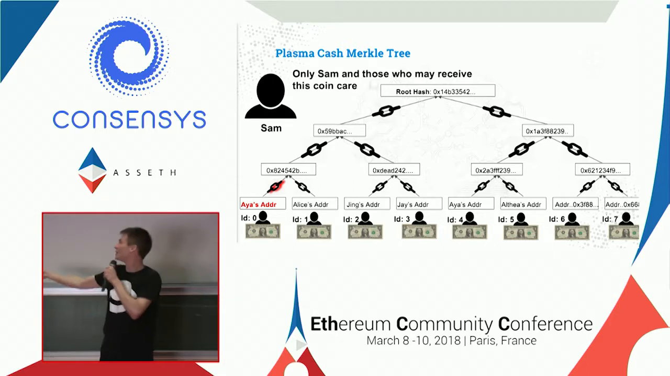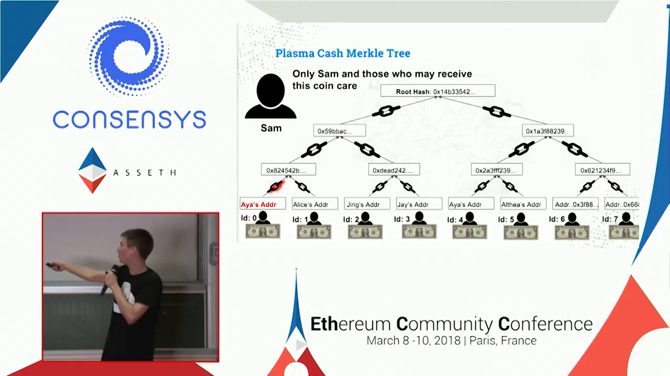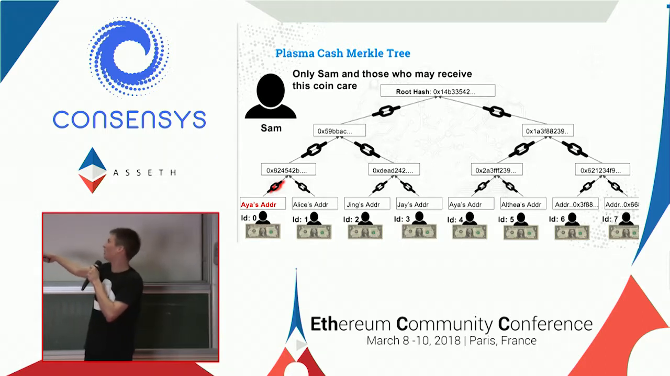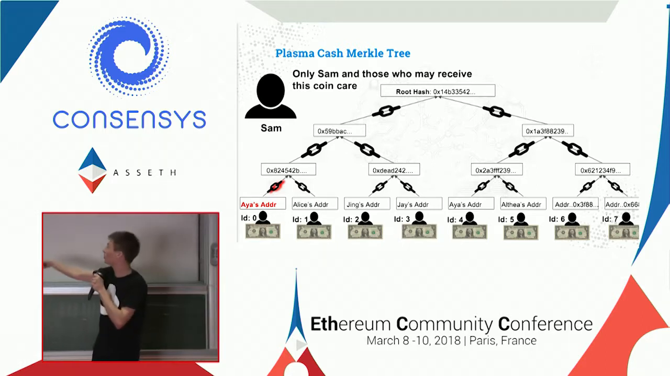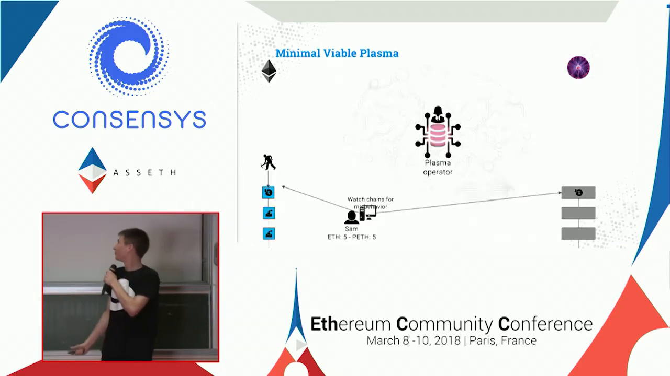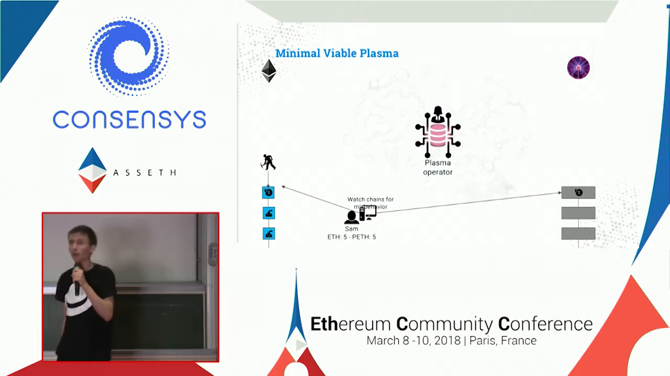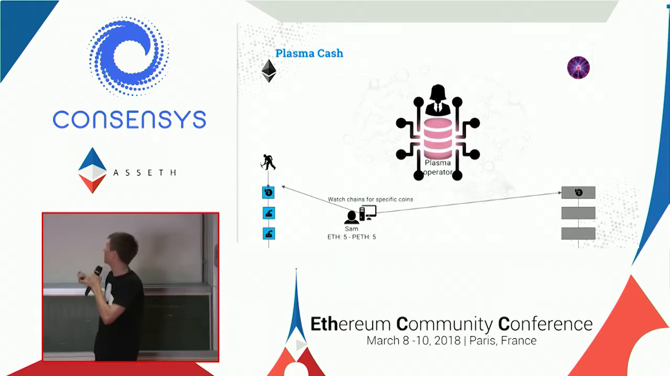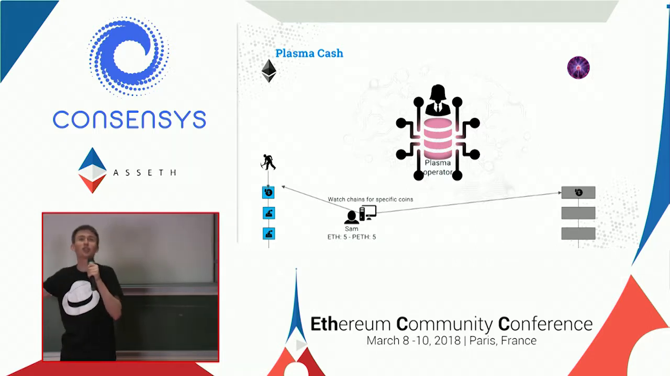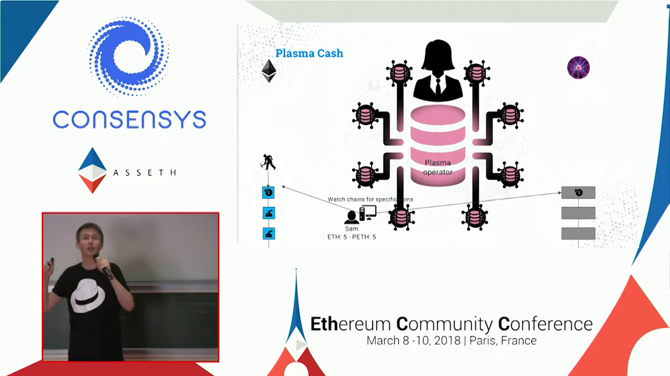This shows you that you only care about your coins. If you receive a coin, you're going to check the Merkle tree and ask: is that coin valid on this Merkle tree? Am I allowed to have it? Remember, you're only checking one part of the tree. So you can actually, with this, start scaling up the plasma operator. Now the plasma operator is really big.